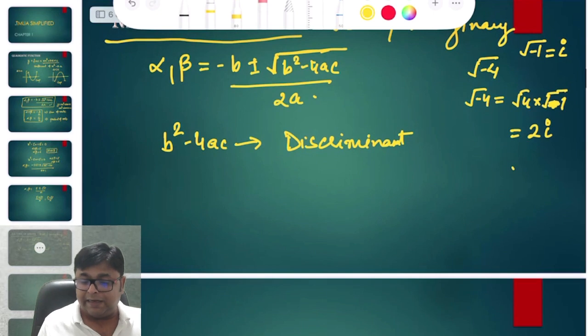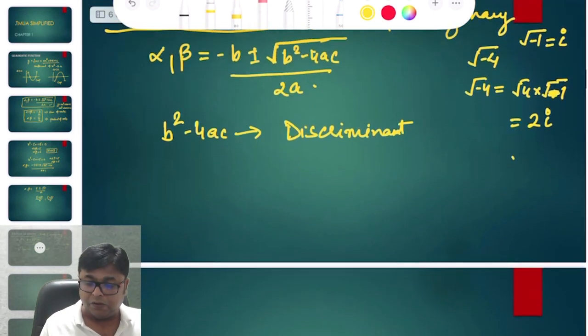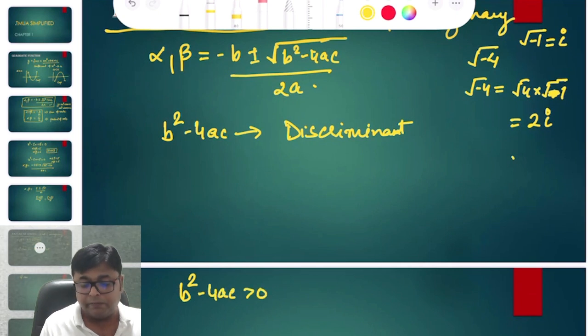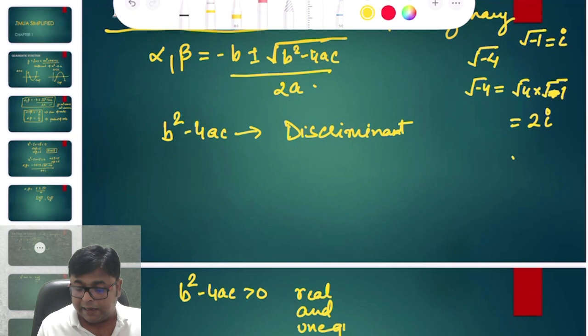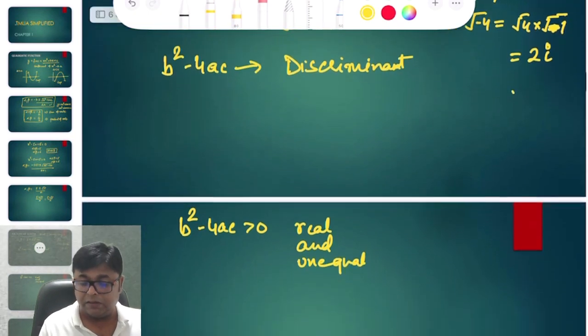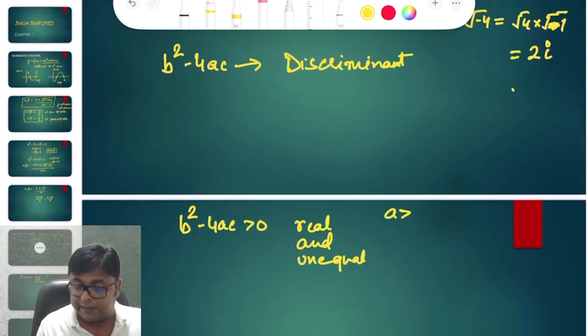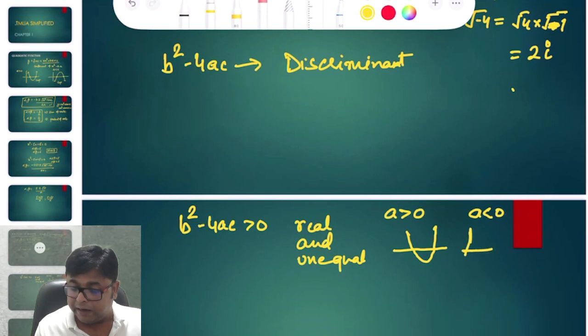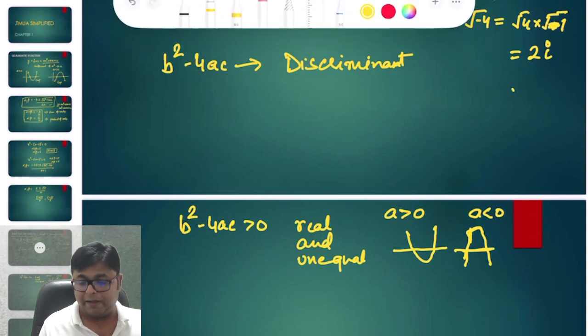So if I understand this in detail, if b square minus 4ac is greater than 0, then I can say that roots are real and unequal, because I'll get two different values of the roots. And if a is greater than 0, it will cut the x-axis at two different points. And if a is less than 0, then again it will cut the x-axis at two different points, but it will be cup and cap.